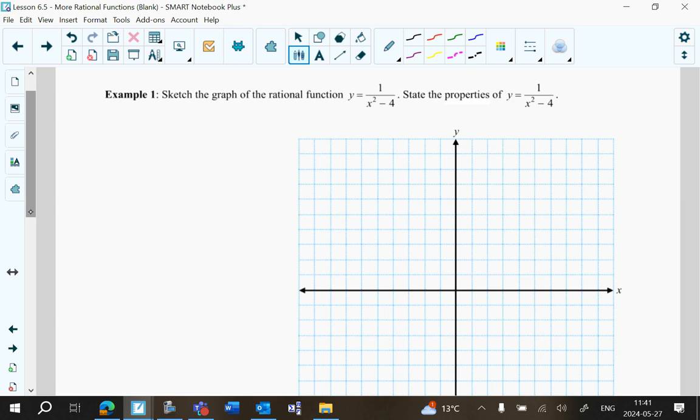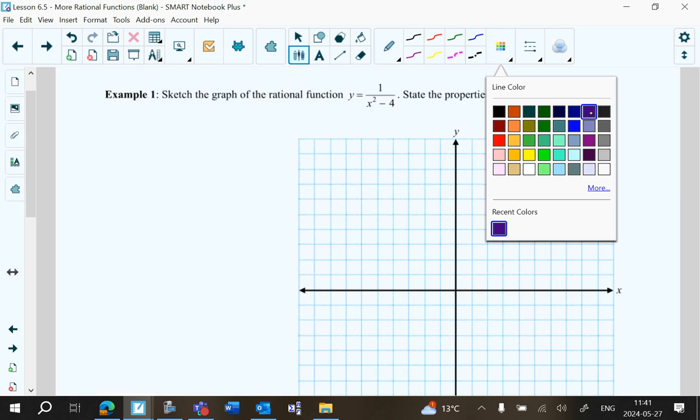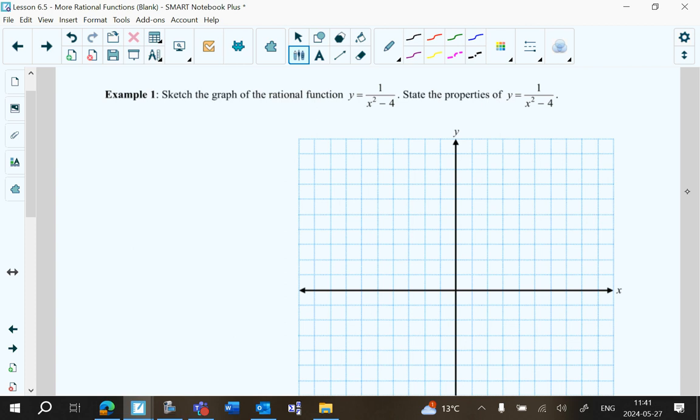So let's do the same method that we did when we started working on other ones, if there was just an x in the bottom. We checked the horizontal asymptote, we checked the vertical, okay? Then we did a little mini table of values, right? Around the vertical asymptote. Well, the horizontal asymptote is always going to be this. This will not change for you guys.